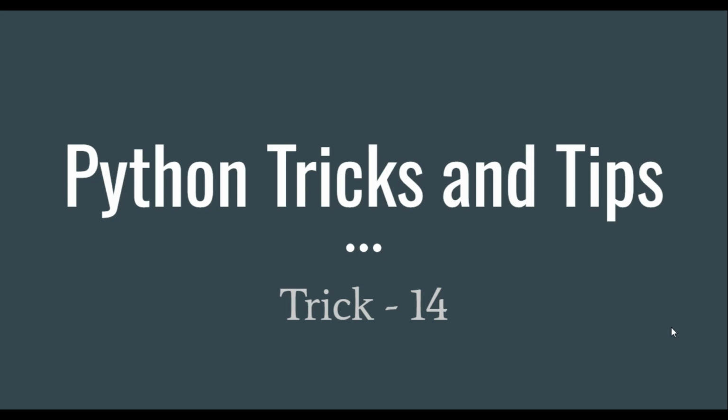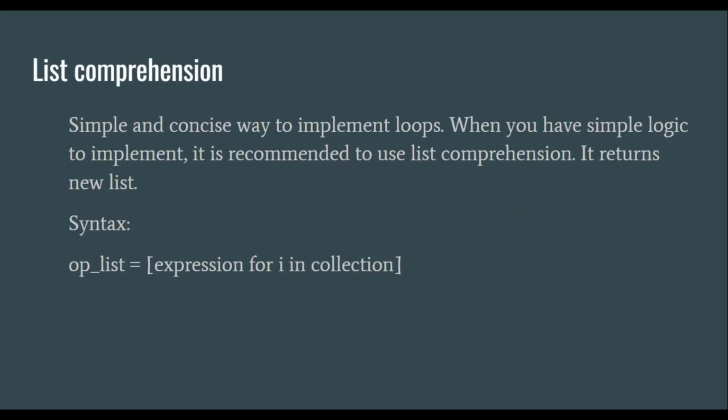As we are seeing Python tricks and tips, here is our next trick: list comprehension. So what is list comprehension? It is a simple and concise way to implement loops. When you have simple logic to implement, it is recommended to use list comprehension. It returns a new list. So it is an alternative way of implementing loops.